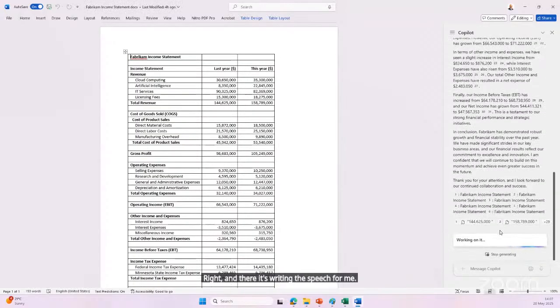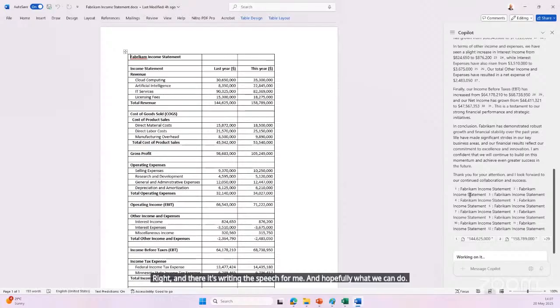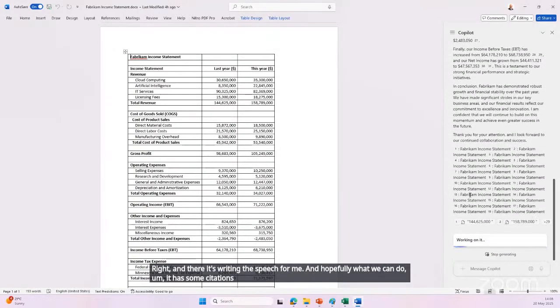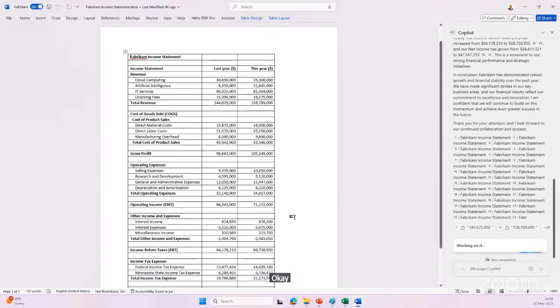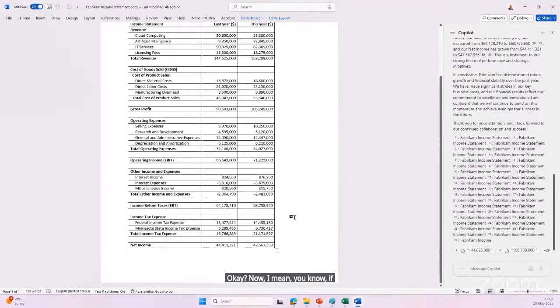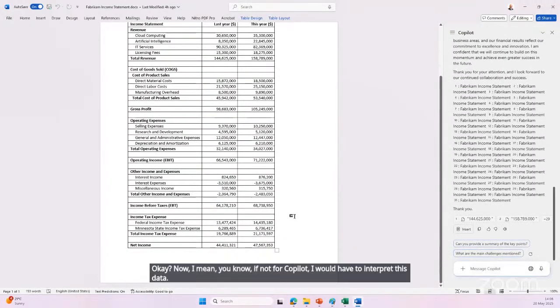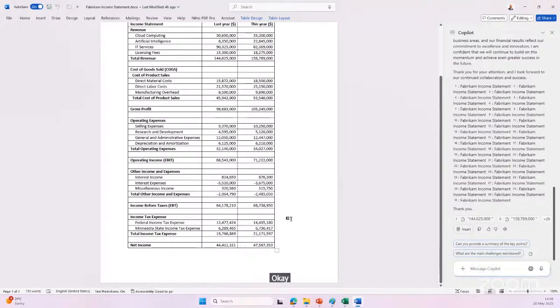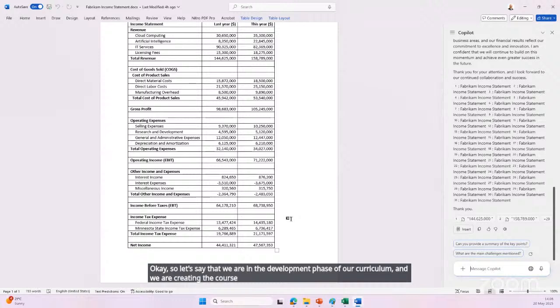And hopefully, it has some citations. Okay. Now, if not for Copilot, I would have to interpret this data. Okay. So let's say that we are in the development phase of our curriculum and we are creating the course content, or we're creating the content that we want to present.